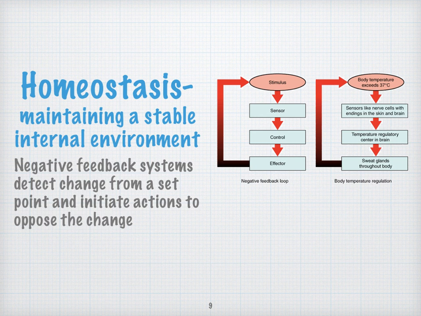So some stimulus activates the sensor, which sends a message to the control center, which compares the incoming sensory information with a set point, and that control center can activate effectors, and the effectors can oppose the change. And so, in the case of body temperature, the sensory receptors alert the hypothalamus anytime body temperature deviates too far from about 37 degrees Celsius.